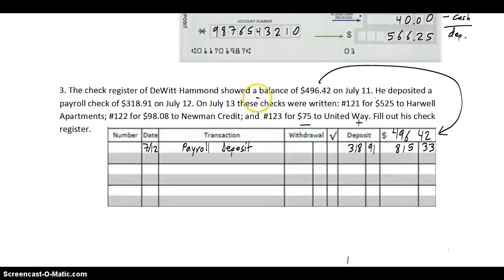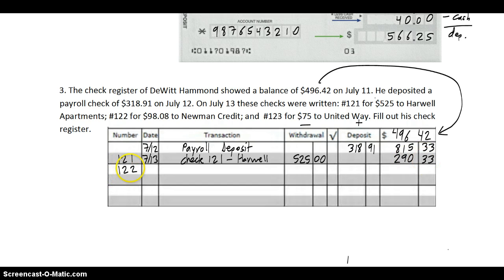Then it says on July 13th, he wrote these checks. Number 121. Okay, you can write check 121. You can put Harwell Apartments if you'd like, or just leave it check 121, that's fine. Or you can put the 121 here and then put Harwell Apartments. For 525, so that's a withdrawal because you're paying them. When you subtract 525, it kind of takes a hit out of his account and you get 290.33.